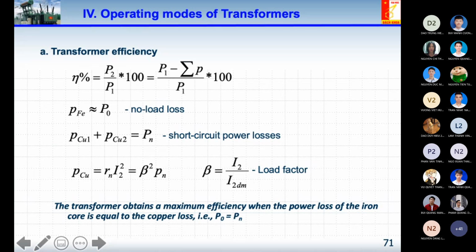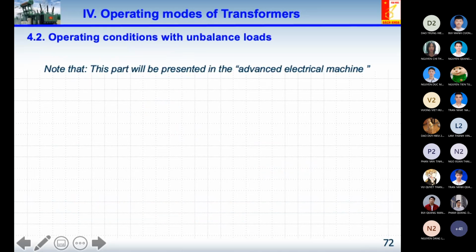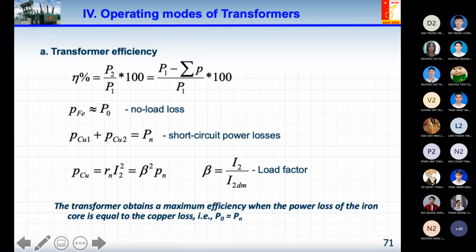And the question is, normally they ask you how to make the transformer obtain maximum efficiency. It is when the power loss of the iron core is exactly equal to the copper loss, which means P0 is equal to Pn here. At that time the transformer will obtain maximum efficiency. And this one is very, very important for all of you to answer the question in the midterm or the final exam.